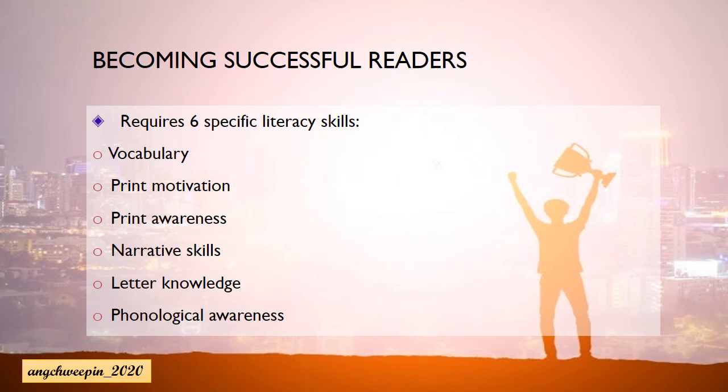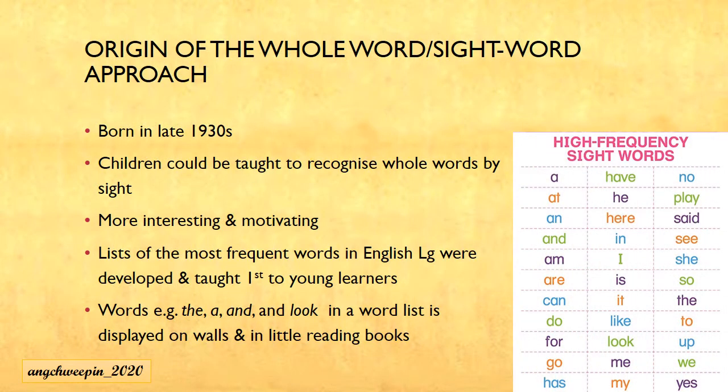The whole word or sight word approach was born in the late 1930s because it was found that in the mid-1920s and 30s, many children in the States of America were struggling to learn to read. Here, in this approach, children could be taught to recognize whole words by sight. It is believed to be more interesting and motivating. The list of the most frequent words in the English language were introduced and taught first to young learners.